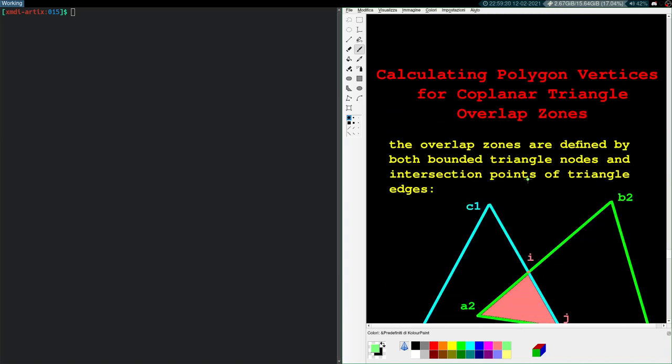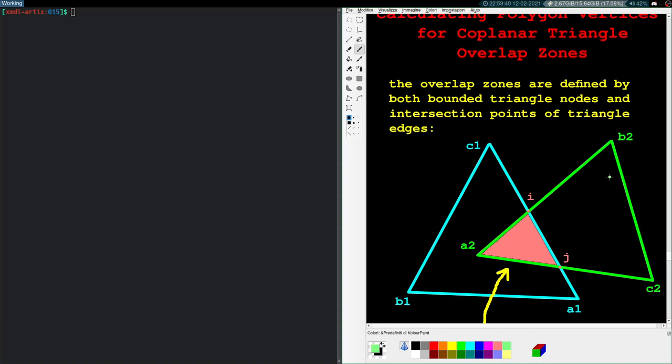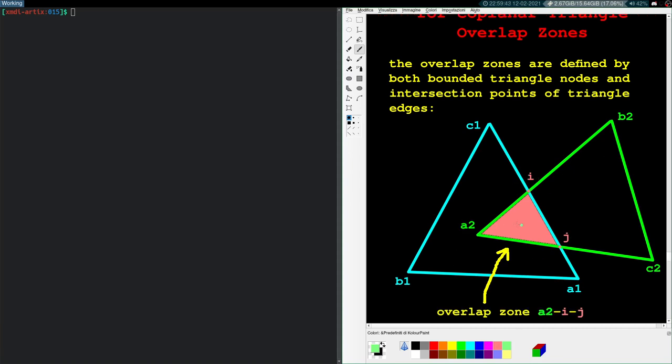Now, once we've classified intersections of coplanar triangles, the question is, how can you calculate the vertices of that overlap zone? So here are two planar triangles, and you have an overlap zone here between I, J, and A2. So these overlap zones are defined by a series of points, right? Here the points are I, J, and A2, but these points are basically generated by any time a line segment on triangle T2 crosses a line segment on triangle T1, and anytime you have a node from one triangle inside the other. If you take all those points, that entire point set defines this boundary zone here.